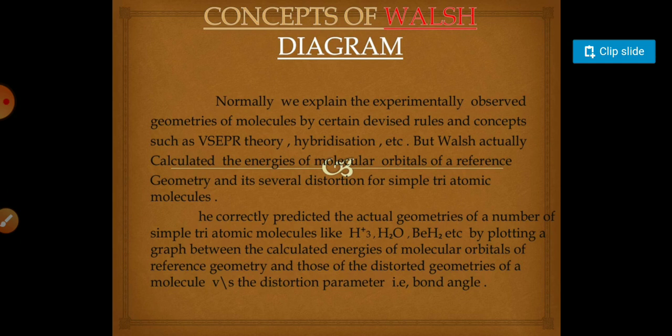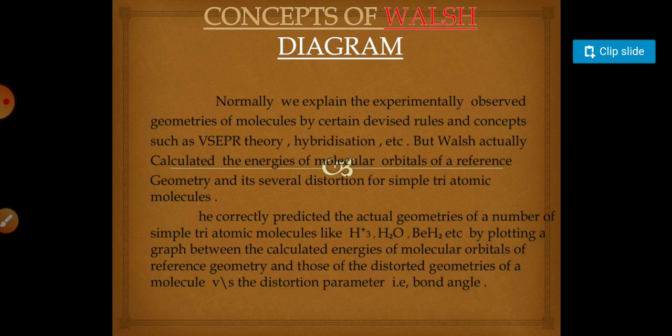So, in the previous lecture we learned about the VSEPR theory, and VSEPR theory plays a major role in identifying the geometry of molecules, but it has failed to identify the geometry of triatomic and diatomic molecules. That's why Walsh proposed the Walsh theory to identify the geometry and distortion parameters like the bond angle of this kind of molecules.